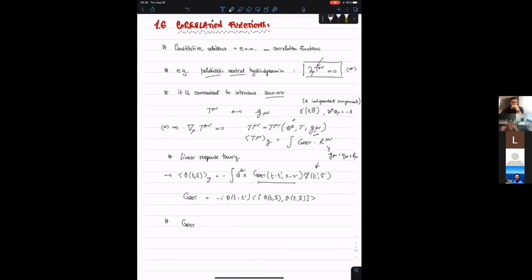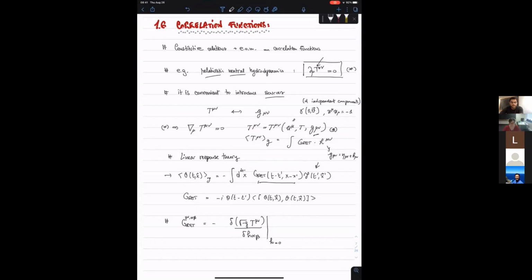So the two-point function of the stress tensor is obtained by taking the derivative of the one-point function for the stress tensor that we wrote over here, with respect to the metric perturbation, and then, at the end of the game, setting all the sources to 0. Okay. And this will be the retarded correlation function for stress tensors.